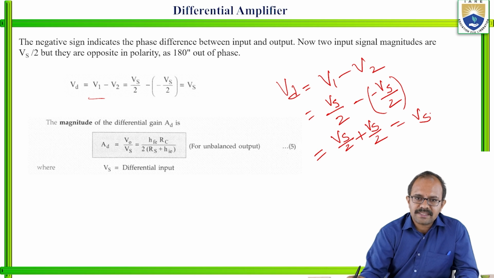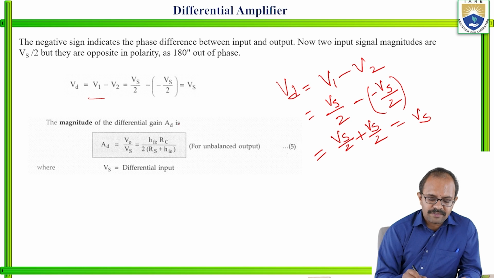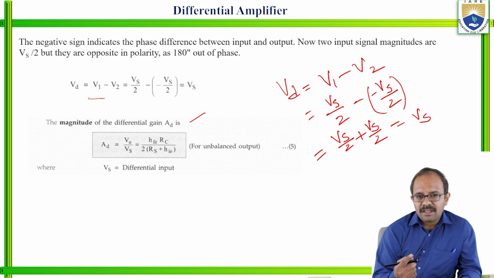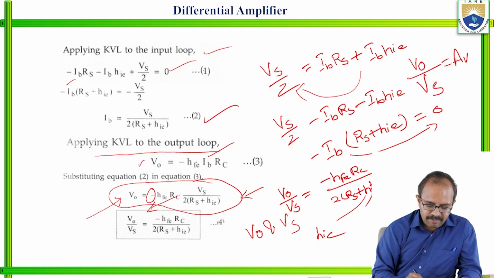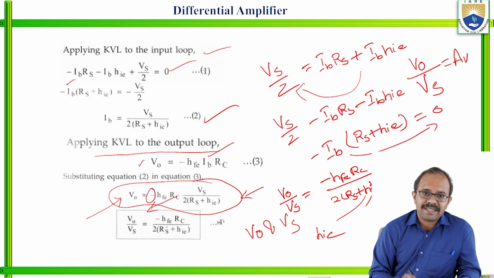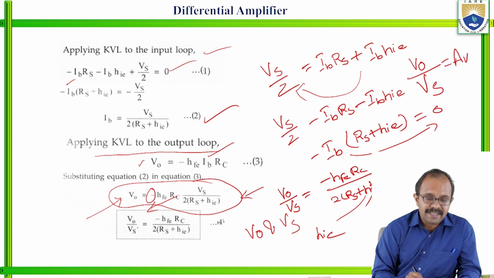So the difference voltage is said to be Vs now here. Clear? Now the magnitude of the differential gain AD. So we need to find the magnitude of the differential gain. What we said, the expression for voltage gain is defined as V0 by Vs, which equals minus HFE into RC by 2 into (RS plus HIE). Right? So Vs is nothing but the input voltage.